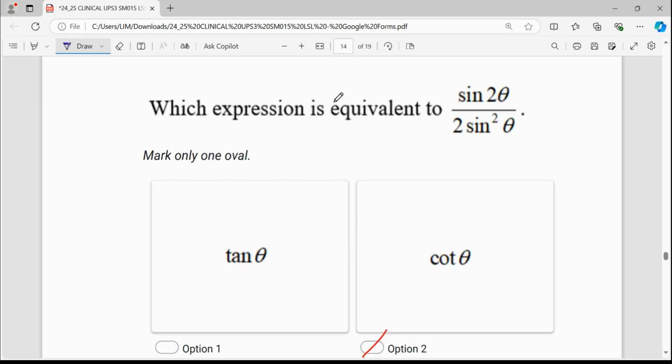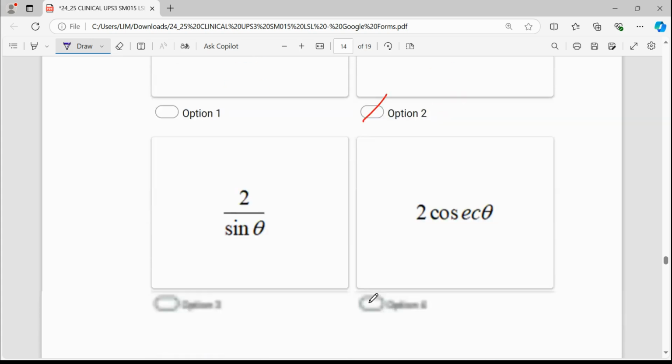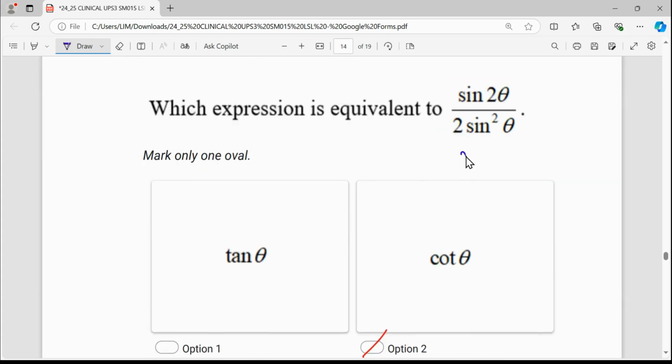Then which expression is equivalent to this? Alright, so we need to simplify. Sine 2 theta, you can see our answer is no longer in double angle. Sine 2 theta is 2 sine theta cos theta. Then some more sine square theta, so we can see we can simplify. We simplify first. 2 sine square theta, 2 can be simplified, sine can be cut out. So cos theta over sine theta is equal to cotangent theta.